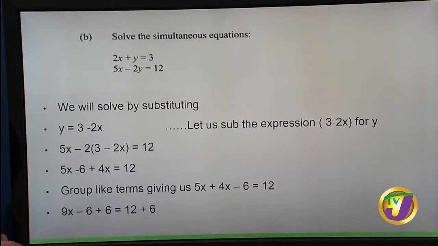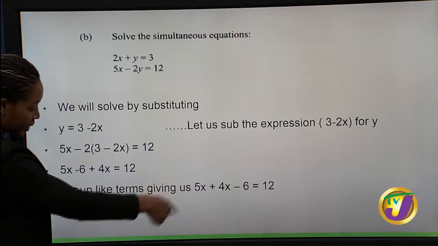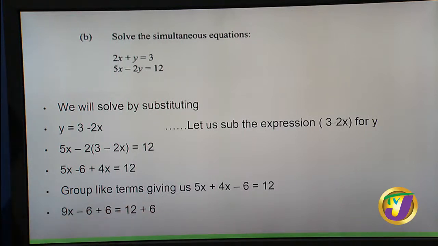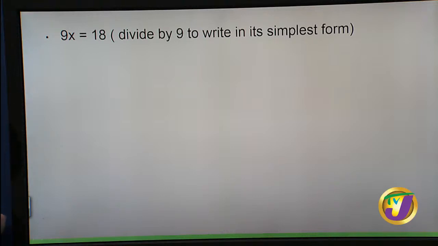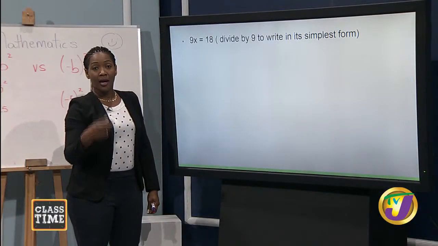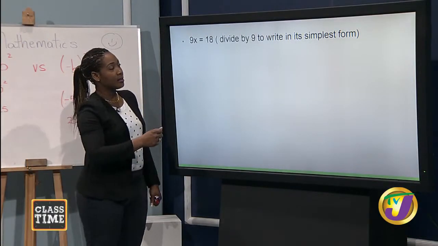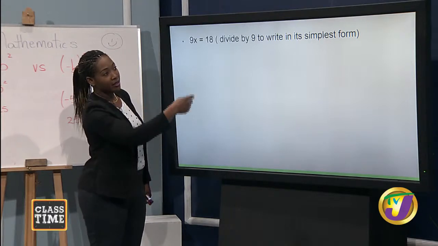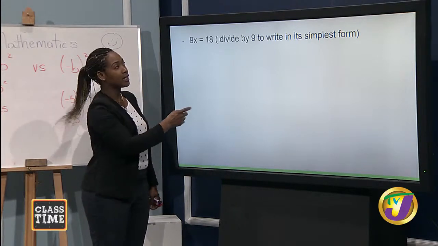And as I went along here, I was trying to get you to see that I am undoing what was done to the x. So I am going to add back the 6 that was taken away from 9x. And you can see it here. I add it back to my right side as well, giving me 9x equals 18. I do not want the value for 9x. I want the value for x. And because of that, I'm going to undo what is done to the x here by dividing throughout by 9 to get the simplest form.